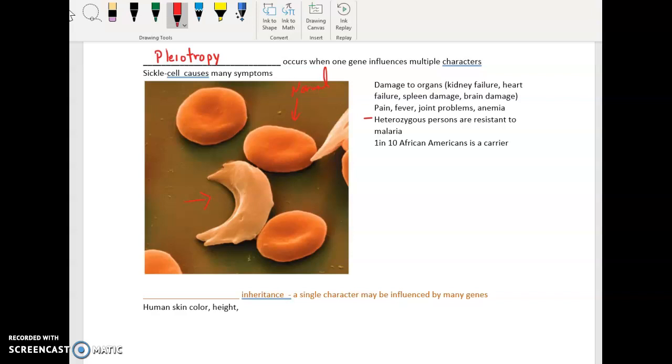You can have polygenic inheritance, which is kind of just the reverse of pleiotropy. In polygenic inheritance, a single characteristic is influenced by many genes. In pleiotropy, one gene influences many characteristics, so they're complementary to each other. But they're also non-Mendelian, where in Mendel's processes, one gene led to one characteristic.